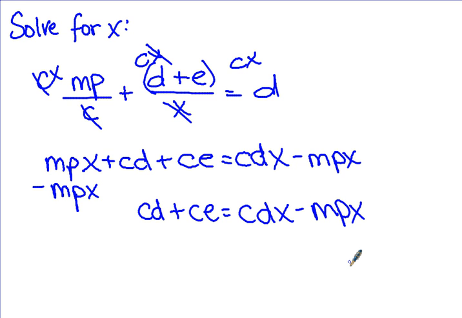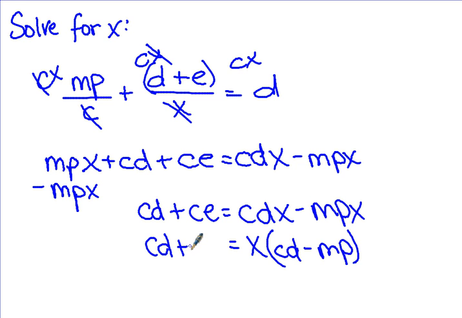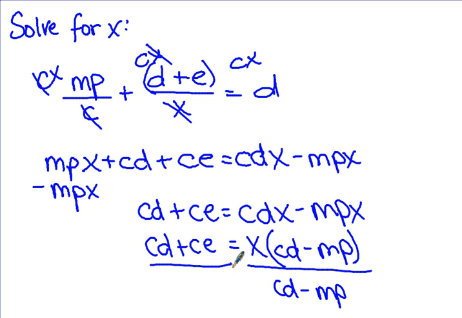We're trying to isolate that x, so we need to pull that x out. So I'm going to factor an x out. When I factor, I get cd minus mp. And to isolate that x, we divide by cd minus mp. And that is the final solution.